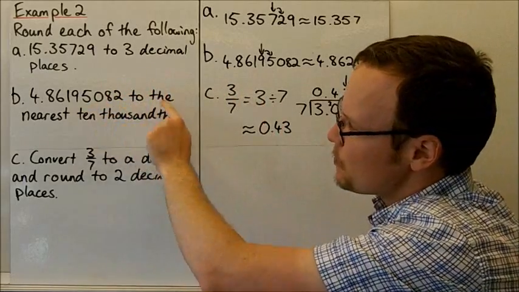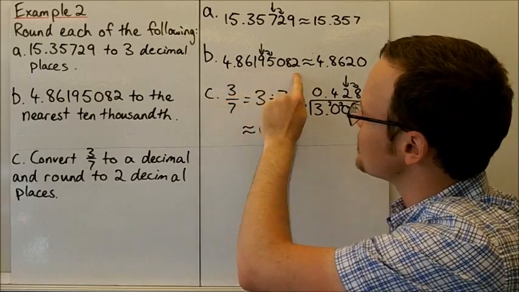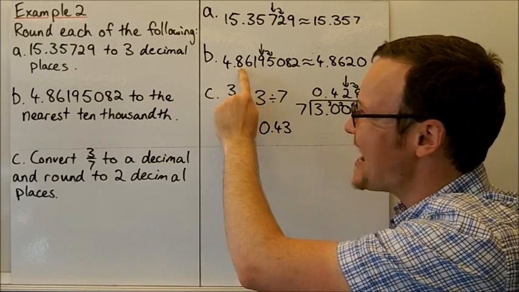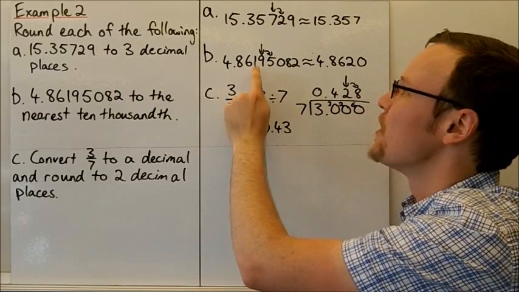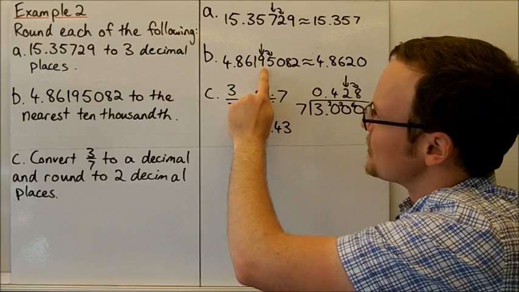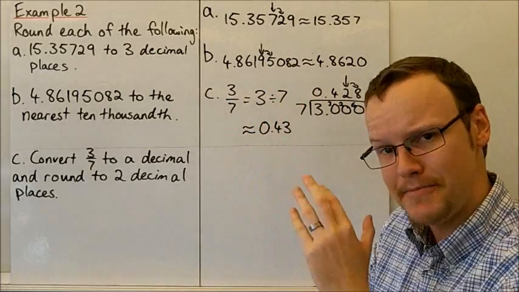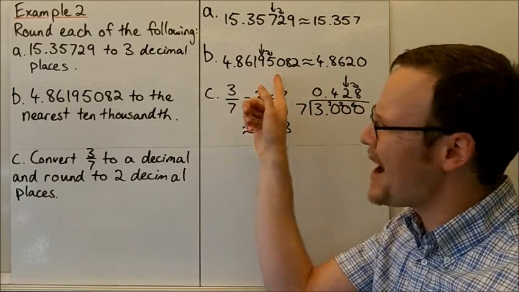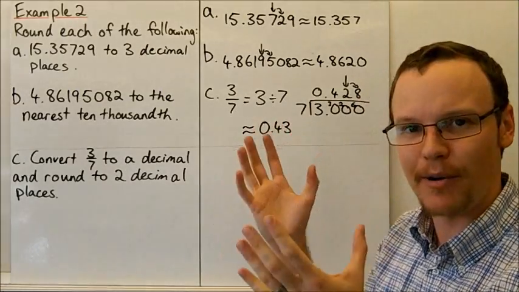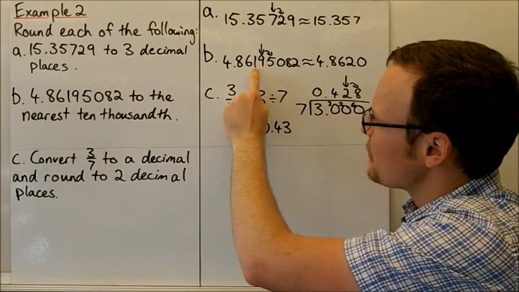So for the next one, we need to round to the nearest 10,000th. Let's have a look at our decimal number here and find the 10,000th place. Here, this is the tenths, the hundredths, the thousandths, and then the 10,000ths. So that's what we need to round, this number here, this 9. We look to the number to the right of it, we see it's a 5, so we need to round up. The next number up from 9 is 10, isn't it?